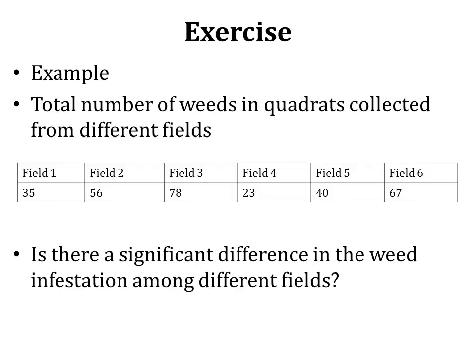So this is the exercise that you have to do at home and share the results with me and discuss with me. And if you have any problems in solving this exercise, we'll discuss that in the question answer session. So the example is the total number of weeds in quadrats collected from different fields. So these are 6 fields, and these are the number of weeds that are found in these fields. So the question is, is there a significant difference in the weed infestation among different fields? So we have the same example with different observations, and the question is also the same, is there a significant difference in the weed infestation among different fields?